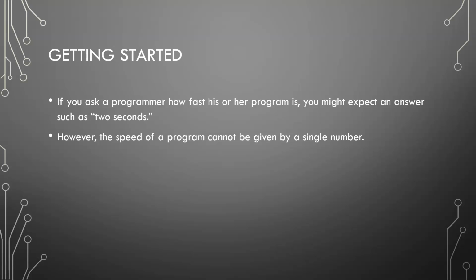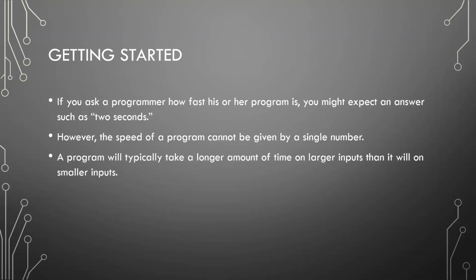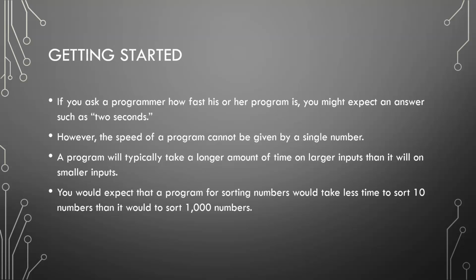Sure, you can find ways to count it, but there are some factors that play into how fast your program is. So, for example, a program will typically take a longer amount of time on larger inputs than it will for smaller inputs. So if you input 1,000 things versus 10 things, obviously it's going to take a lot longer to put the 1,000 things in versus the 10.